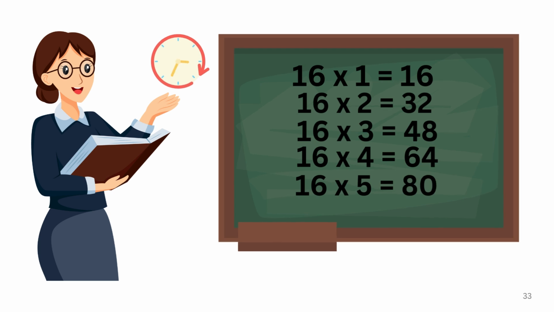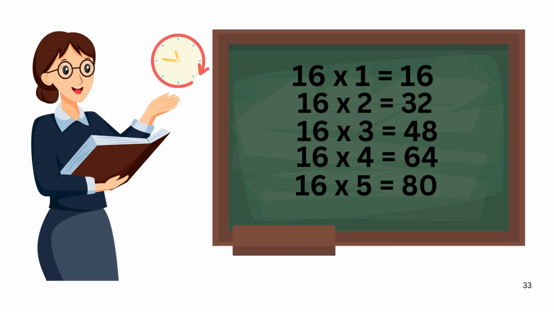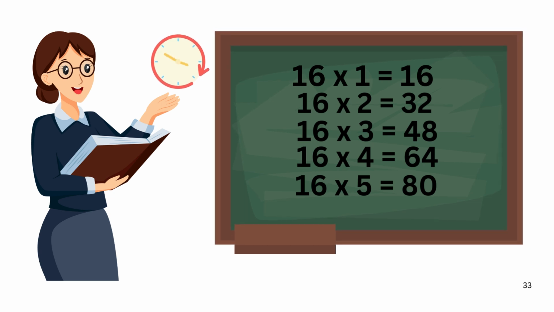Now we are on the next table, number 16. And here we have 16 multiplied by 1 is equal to 16. 16 multiplied by 2 is equal to 32. 16 multiplied by 3 is equal to 48. 16 multiplied by 4 is equal to 64. 16 multiplied by 5 is equal to 80.